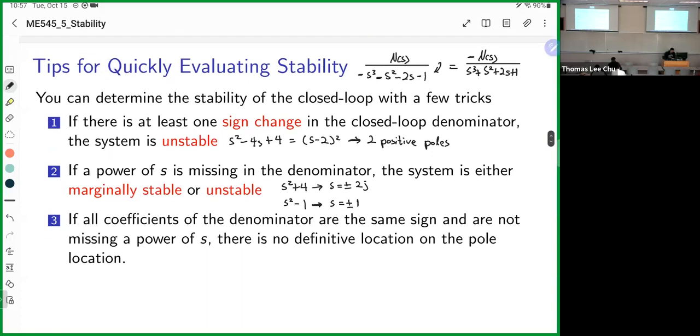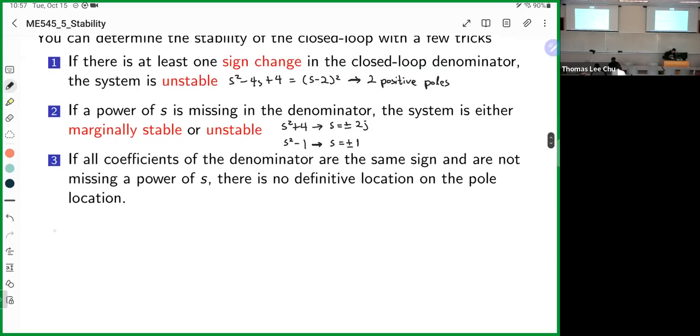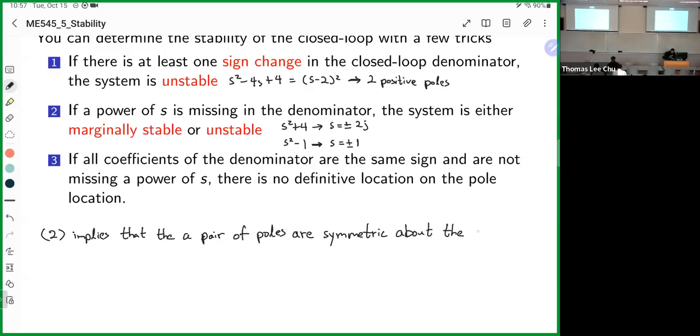Now, what condition 2 implies as well is that the poles are symmetric. There's at least a pair of poles that are symmetric about the origin.